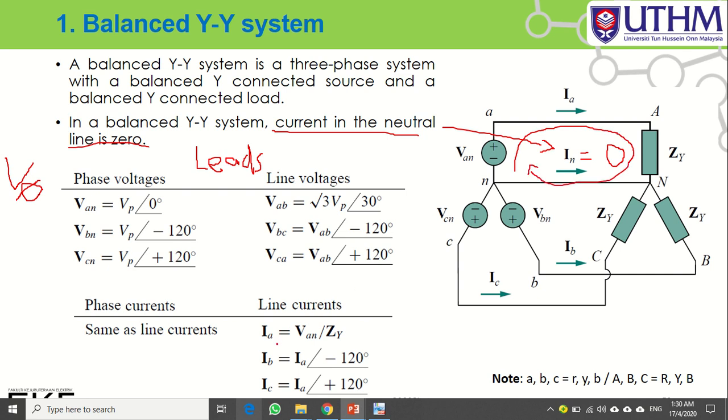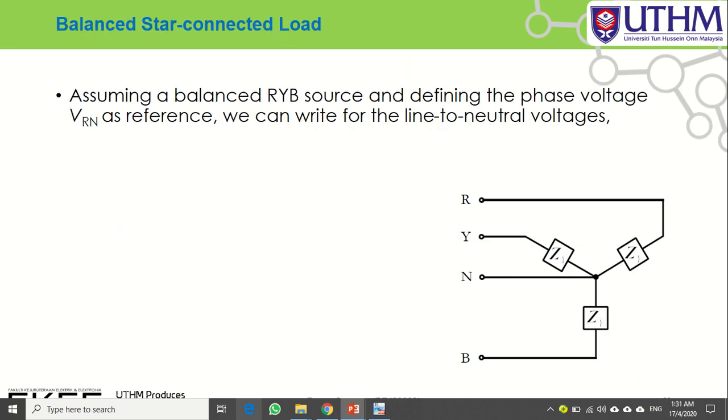IA equals V divided by Z, because the voltage at AN is equal to the voltage at capital A and N. The voltage is the same, so IA equals VAN divided by ZY. Simple. Clear. Let's see the detailed analysis.